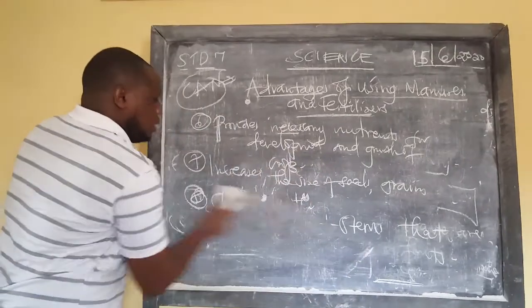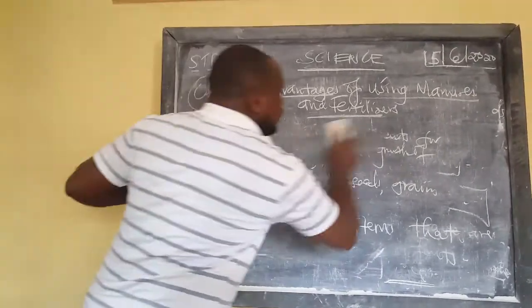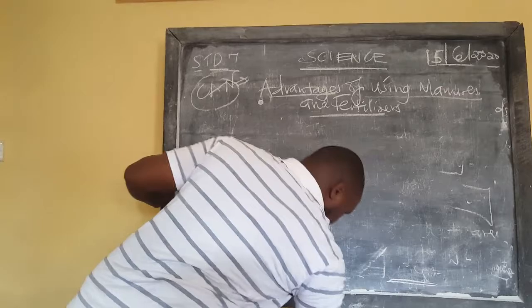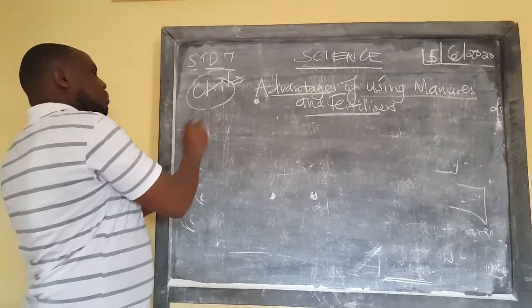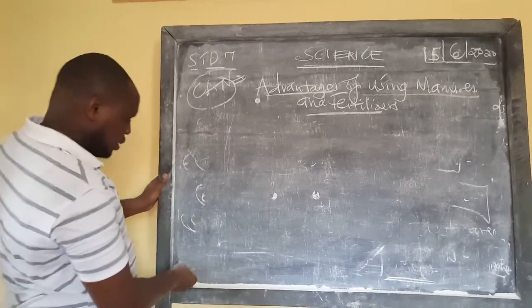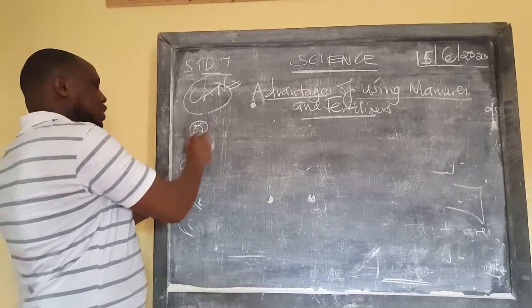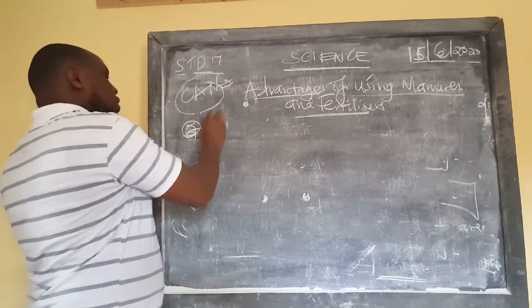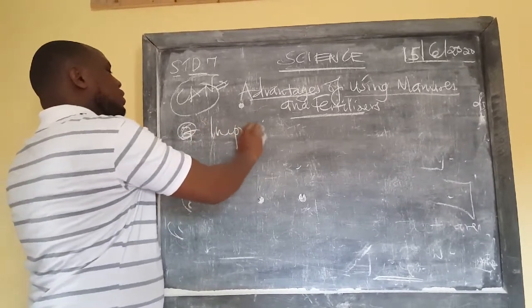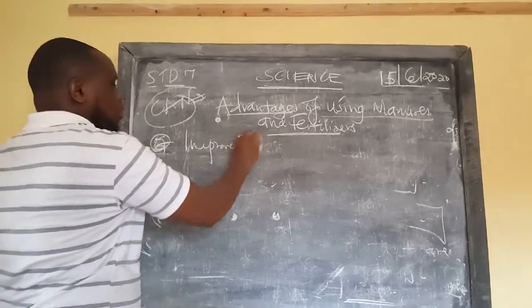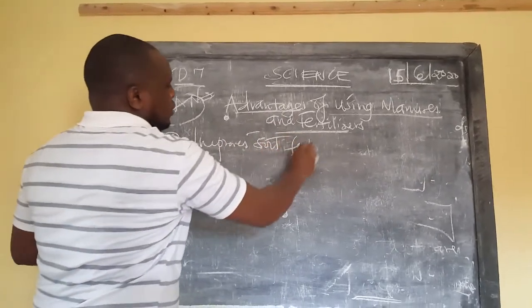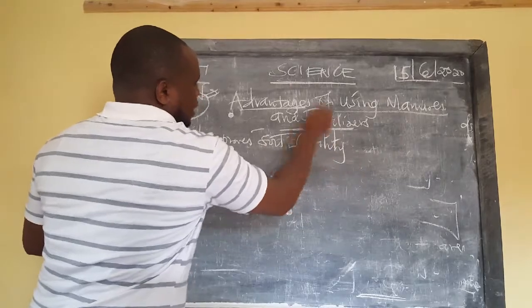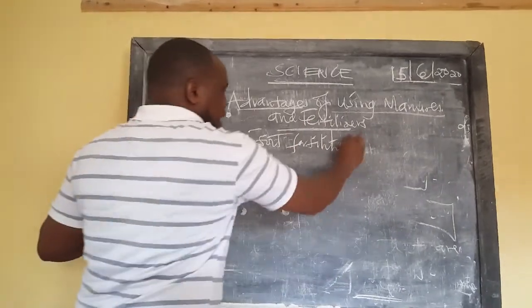Last point, Nana. Last point. It improves soil fertility. Manures and fertilizers, I think that was number 7, if I'm not wrong. The use of these improves soil fertility. It improves soil fertility in the following ways.